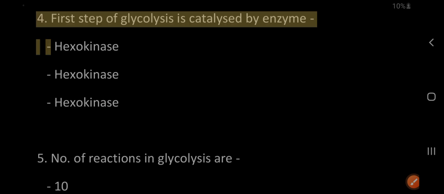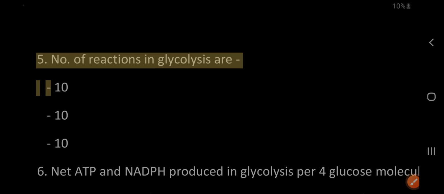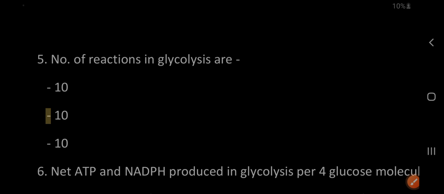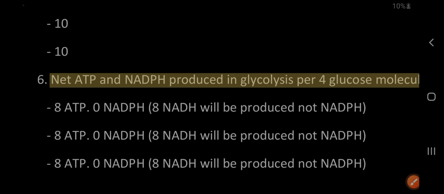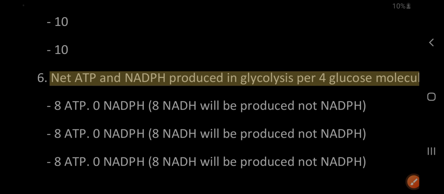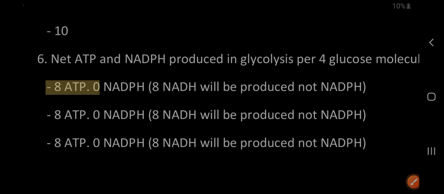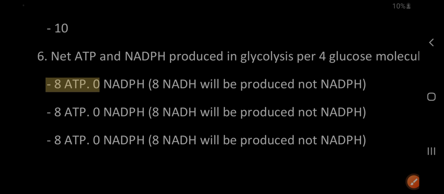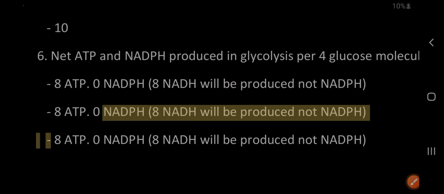5. The number of reactions in glycolysis is 10. 6. Net ATP and NADH produced in glycolysis per glucose molecule are 2 ATP and 2 NADH. NAD will be produced, not NADPH.